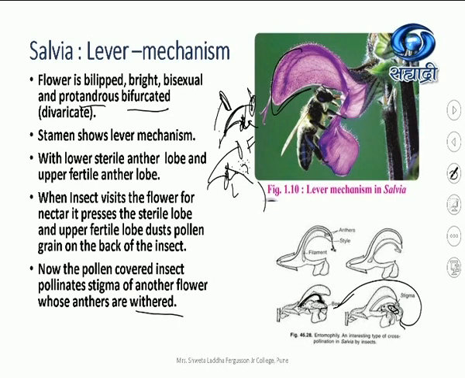Who acts as a lever? The anther acts as a lever. How is the anther? It is divaricate. Who is divaricate? Who is branched? The connective is branched. Lower sterile, upper fertile lobe. This is very interesting and can be asked for 2 marks in your exam. Salvia lever mechanism. I hope you followed.